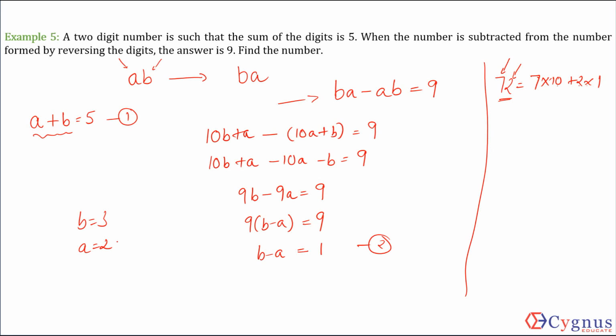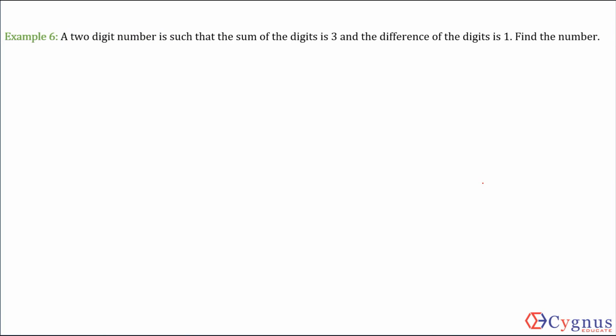Now let's cross check this. If B is 3 and A is 2, the original number will become 23. When you reverse this, what do you get? 32. And the difference is 9 or not? Yes, it is 9. That means your answer is correct. Let's look at few more questions.